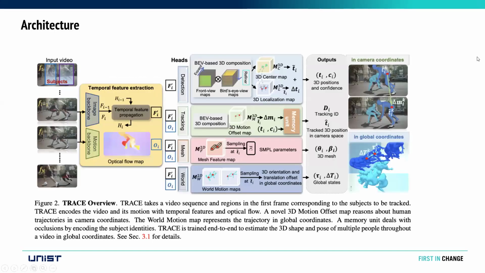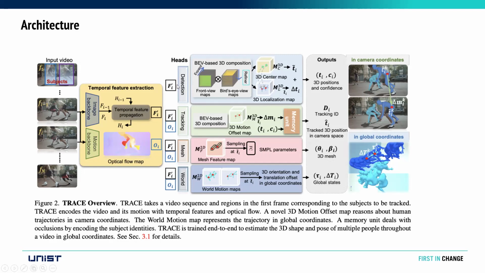Here is the architecture of TRACE. First of all, in the input video at the first frame, we can identify the number of subjects to be tracked. The whole architecture of TRACE depends on two parallel backbones, which are the image backbone and the motion backbone. Given the input image, the temporal feature extraction extracts the temporal feature map, Fi, and the motion map, Oi. And then these individual branches perform their own tasks.